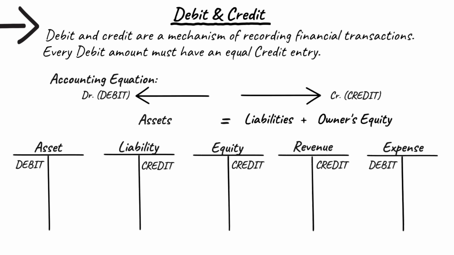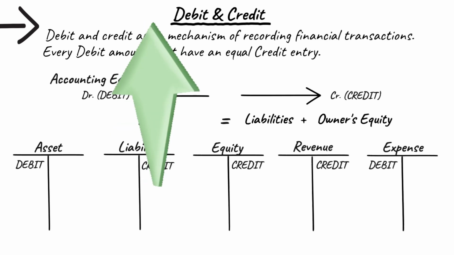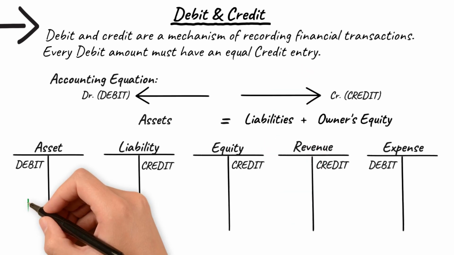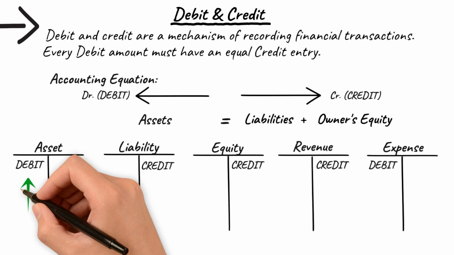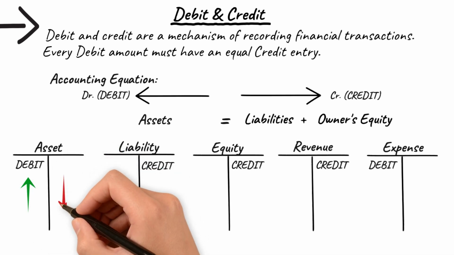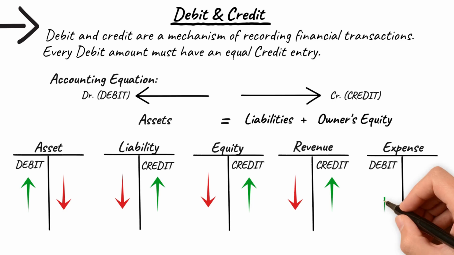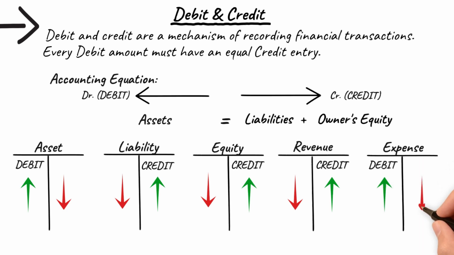Let us look at how each of these items increase or decrease. If we want to increase an asset, it will be debited, and if we want to decrease it, it will be credited. If we want to increase a liability, equity, or revenue, these will be credited because their nature is credit. But if we want to decrease them, these will be debited. Finally, an increase in expense is a debit and a decrease is a credit.